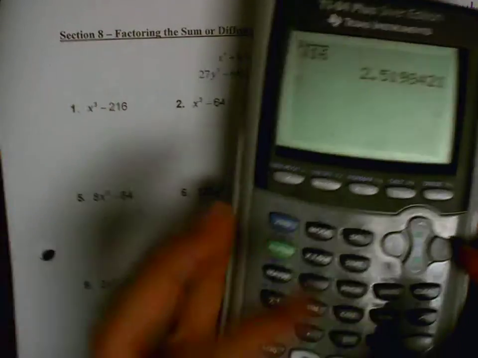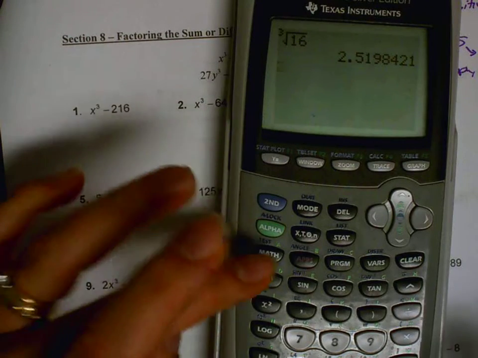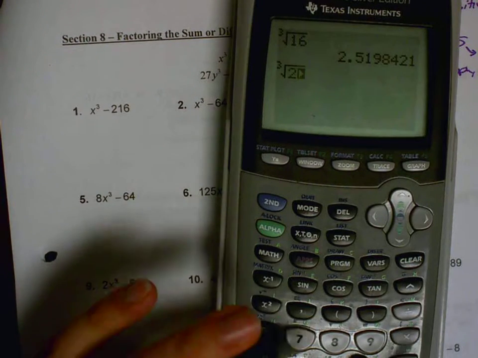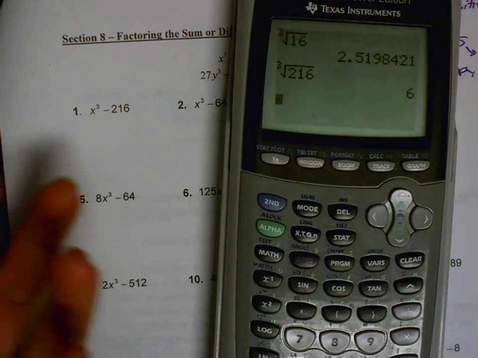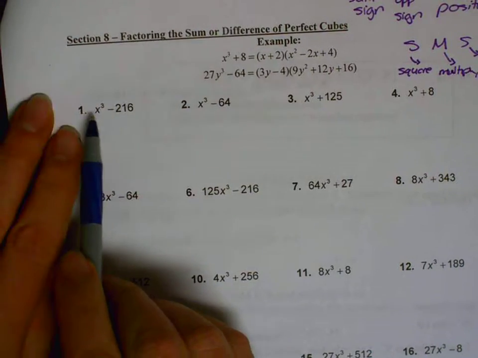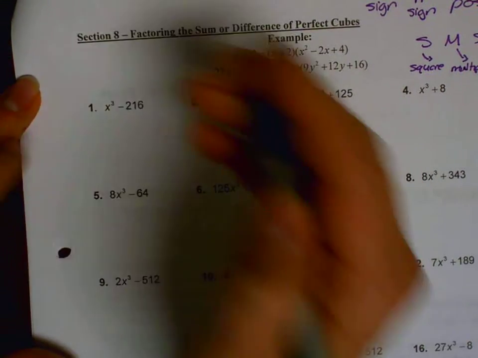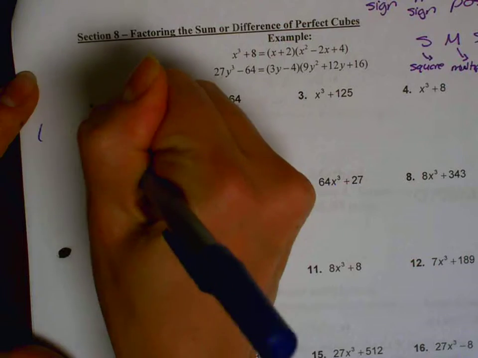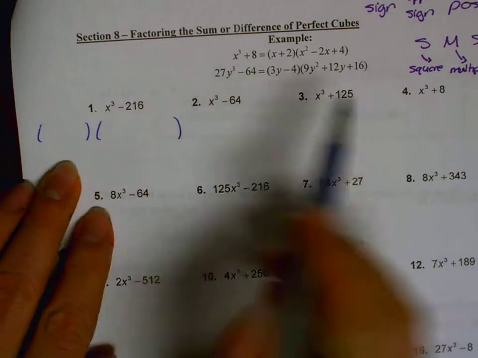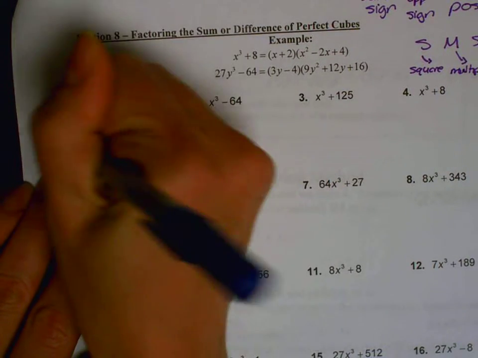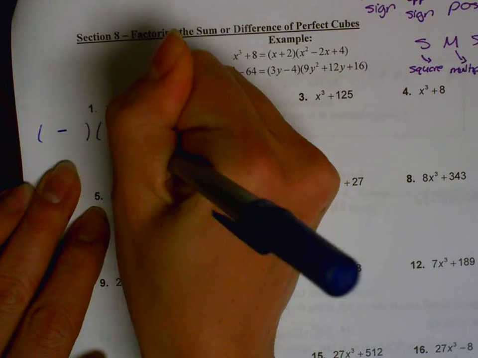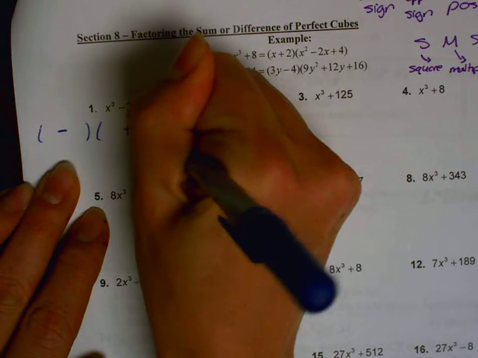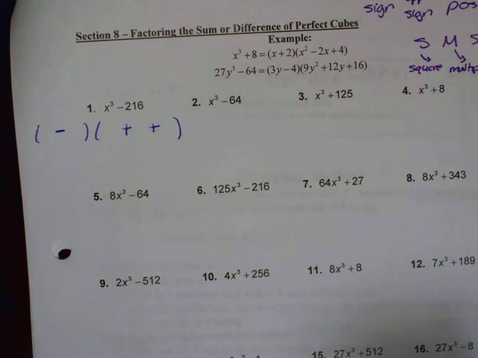First of all, if I wasn't sure if 216 was a perfect cube, I would do math 4, and then I have 6. So I know it's a perfect cube, and x cubed, of course, is a perfect cube. I like to draw out my parentheses first and put my signs in. I have minus, so same sign, opposite sign, always positive. So those are my signs.